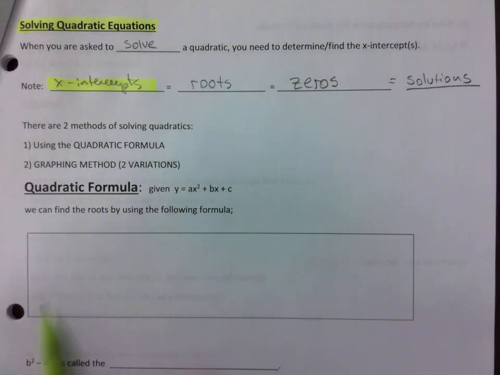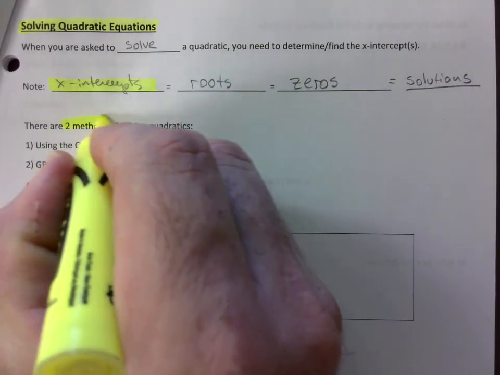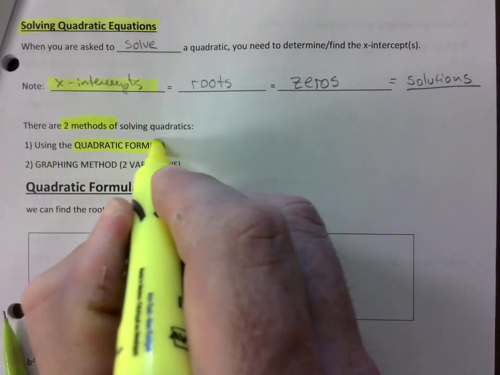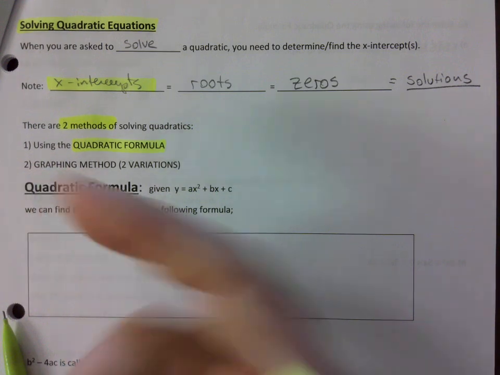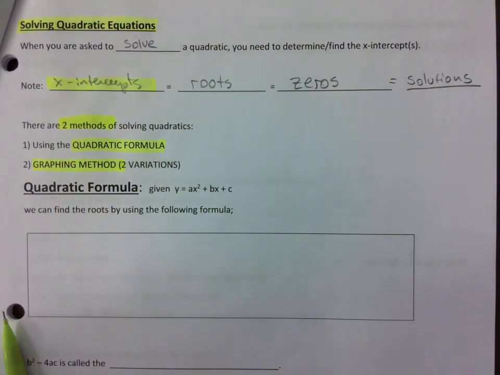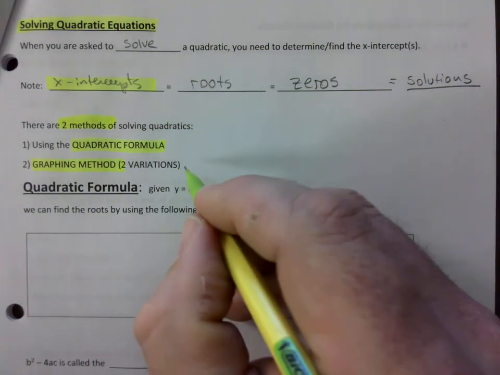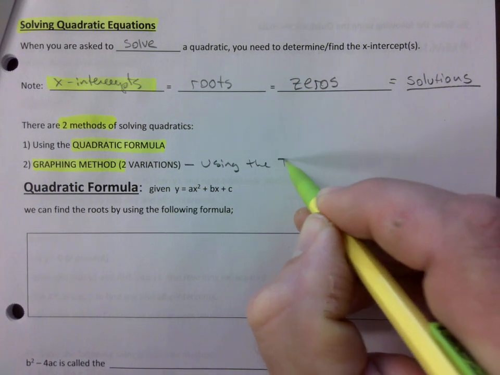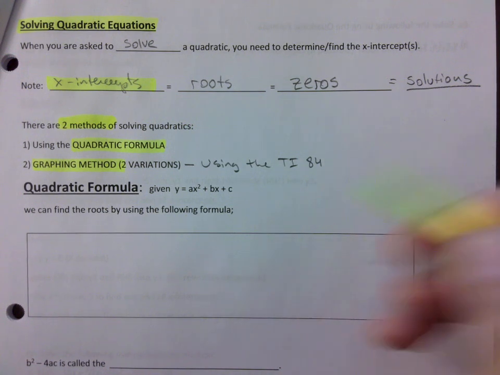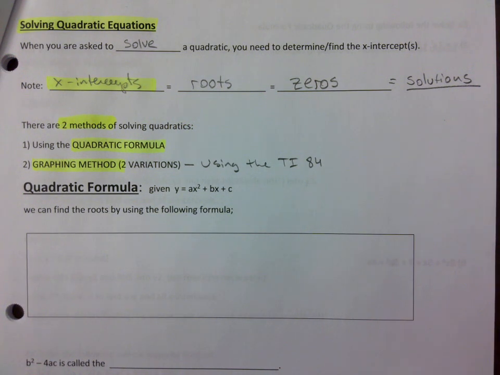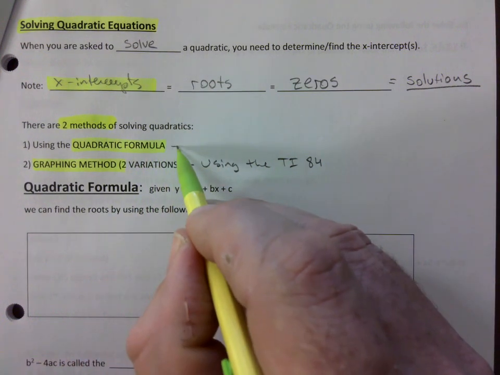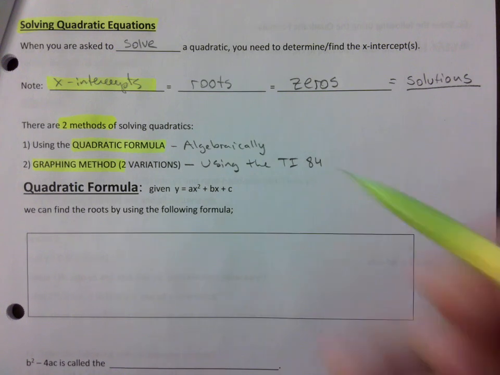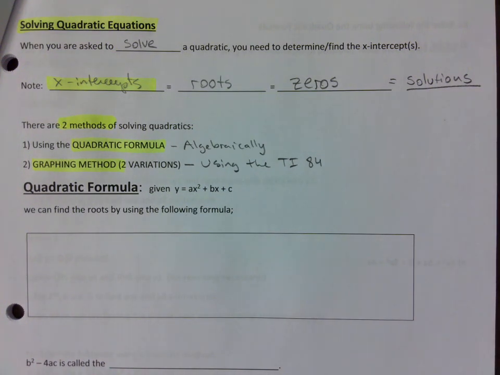We have two methods of solving quadratics. One of them is the quadratic formula. That's the one I'm going to start with today. The other one is using a graphing method, using the TI-84. We're going to actually graph and then find the roots that way. But the quadratic formula is algebraic. That's the one I want to focus on today.